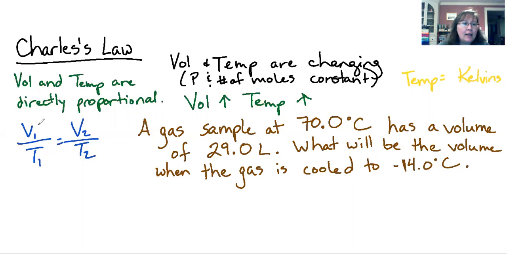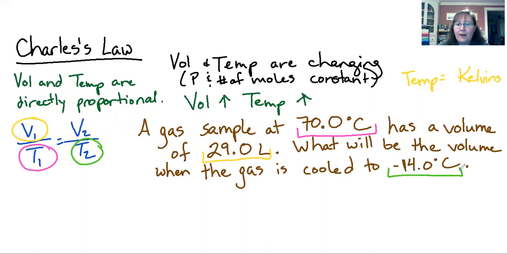Let's take a look at it. Here we have V1, and here is our initial volume for V1. And here we have T1, and here is the initial temperature. Here we have T2, and here is our final temperature. And last but not least, we are looking for V2, and we know that because it says what will be the volume. So that's what we're solving for.